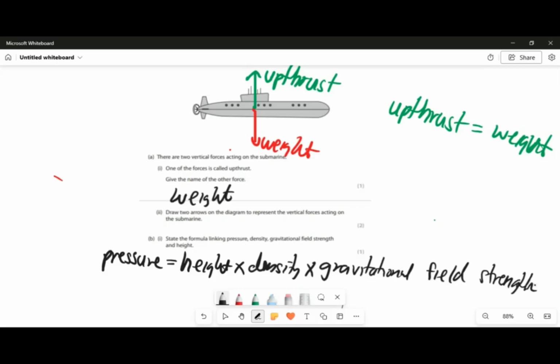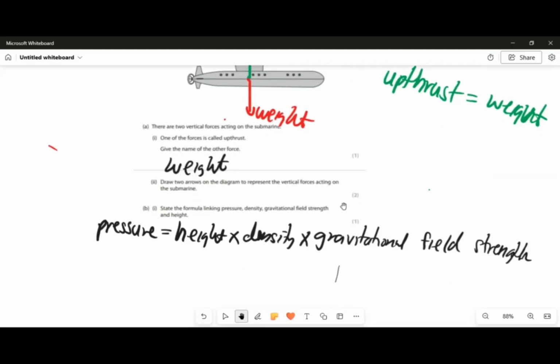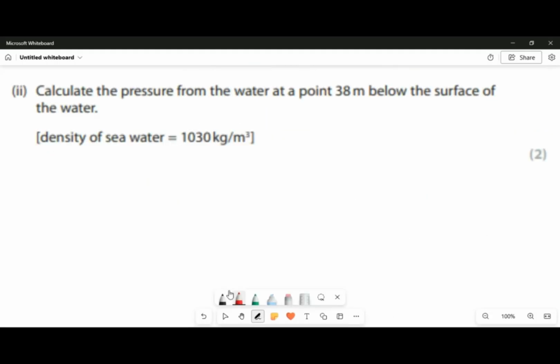For your additional knowledge, I'll write down the equation with symbols also. So P is equal to h rho g. This is the equation. So we'll move to the next part of the same question.